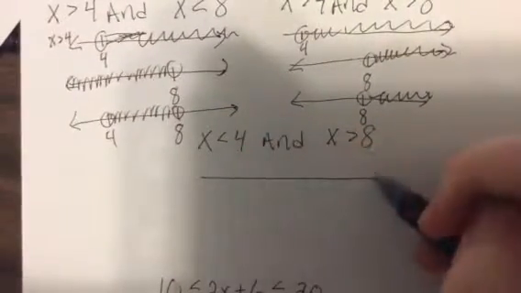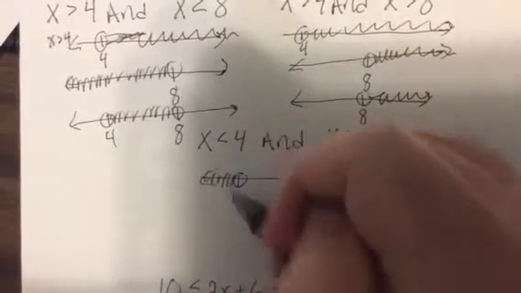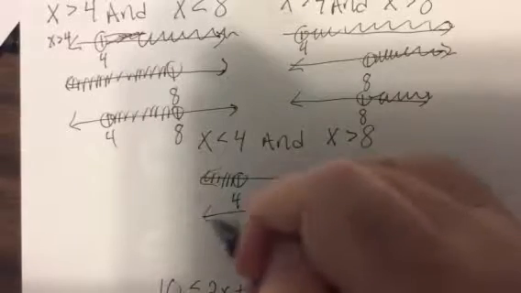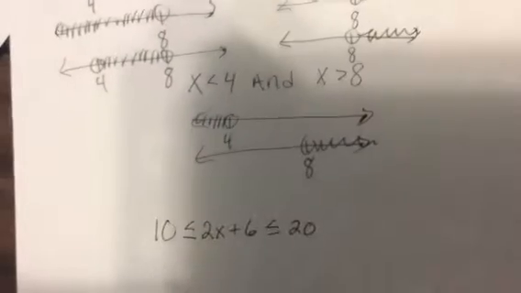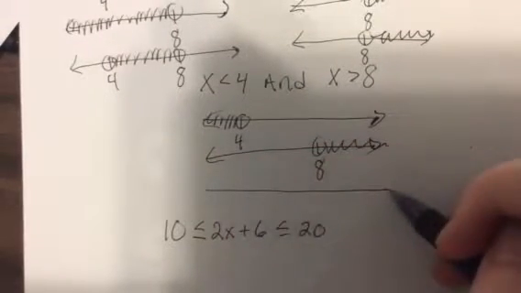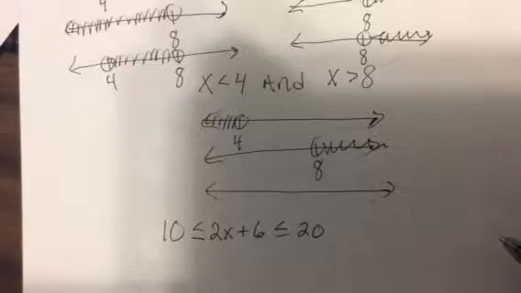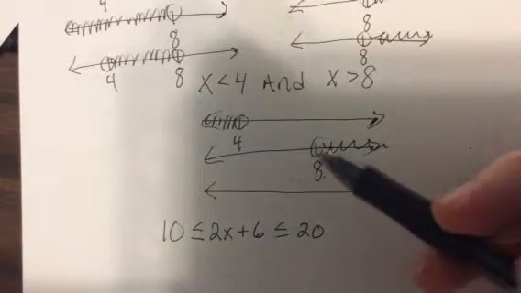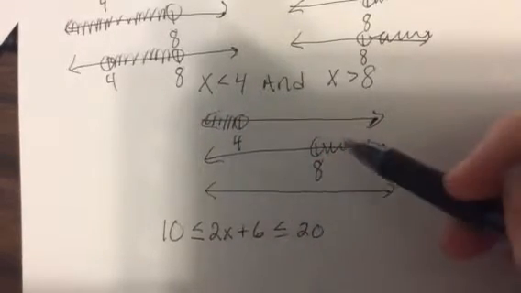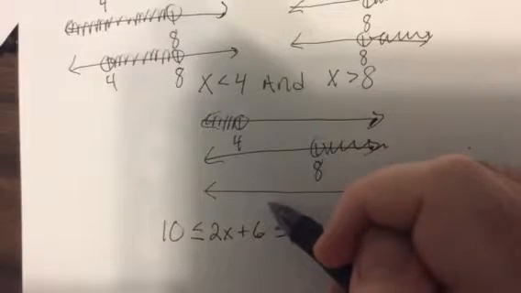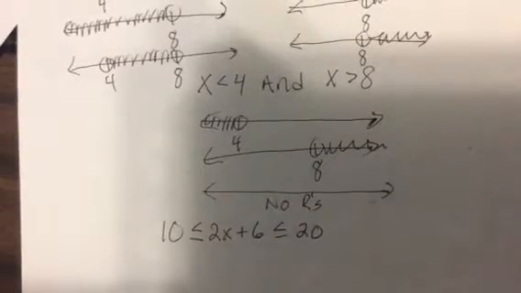So this one, here's less than 4. Here's greater than 8. Okay, where's their overlap? Where's there answers for both? Well, sad to say, there is no overlap. Because there's shading here, but none there. There's shading there, but none here. So the answer would be no reals and just a blank number line.